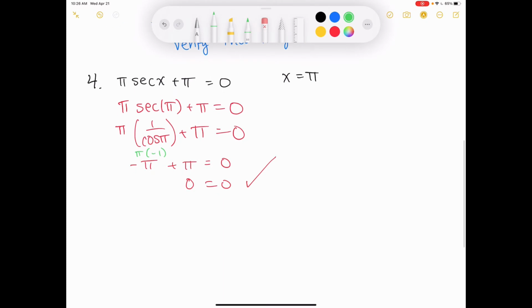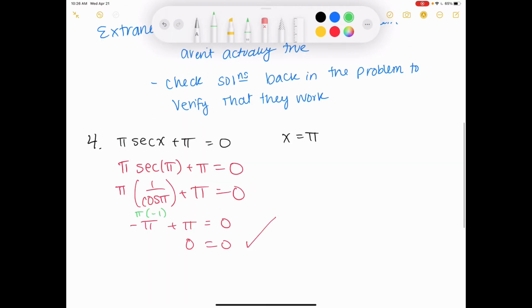Okay, if you need to write out all the steps, you can absolutely do that. I just skipped some of those steps just to save room, not that I have, you know, not infinite space on here.